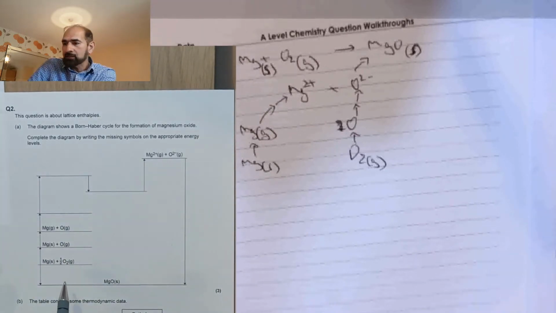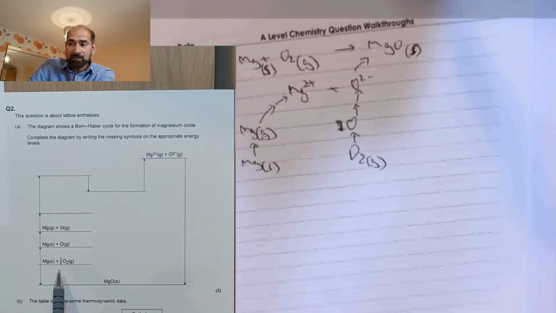Born Haber cycles always start with elements, and then a product, an ionic product. So this is the elements in their standard states, solids and gases. Magnesium is a solid, oxygen is a gas, and you end up with magnesium oxide here. All Born Haber cycles are like that. They start with elements and then you've got a product on this side, slightly below.